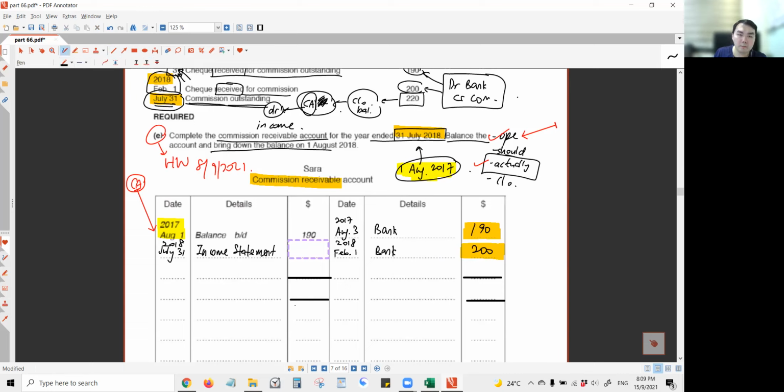Two to zero. Move it up diagonally. Okay, write balance BD here. Move it up diagonally. Okay, now complete the dates. The balance BD date is the first day of the next year.